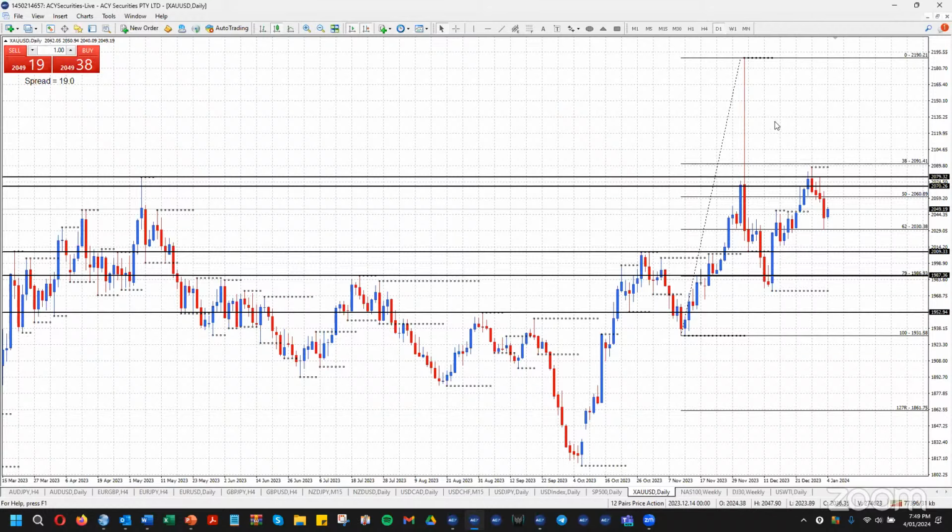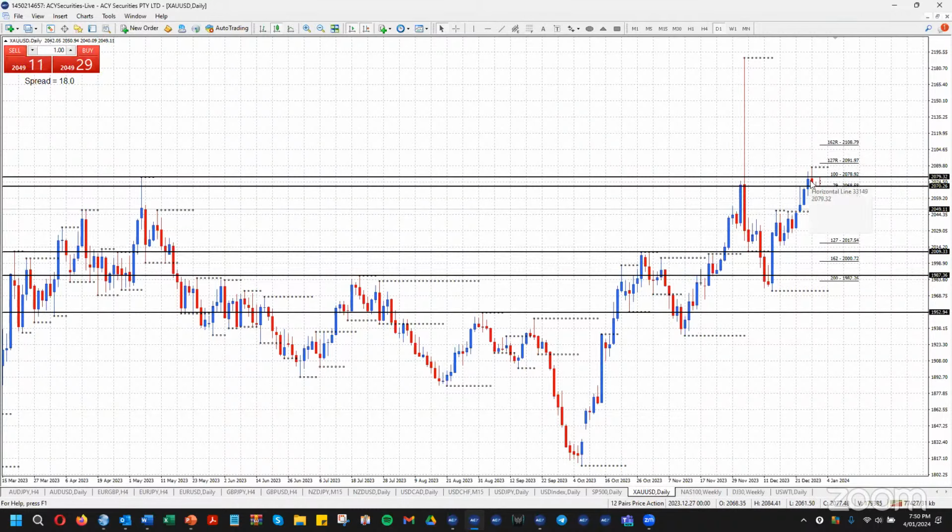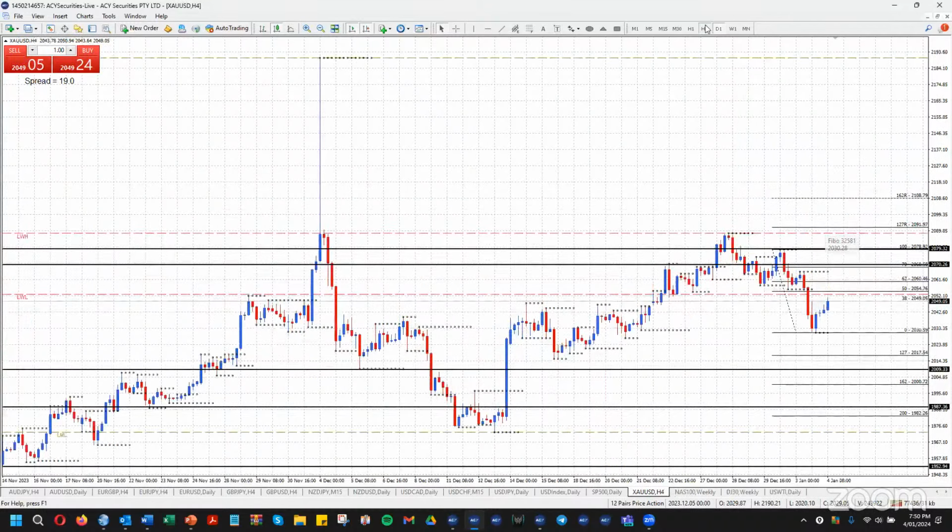Day chart, it's put in a minor lower top already. So that minor lower top is where you want to draw your fib from. I'm going to get rid of this weekly fib because we may have topped out up here. So I'm drawing a fib from that minor lower top to the current bottom. Move it to the 4-hour chart. So that's that range there.